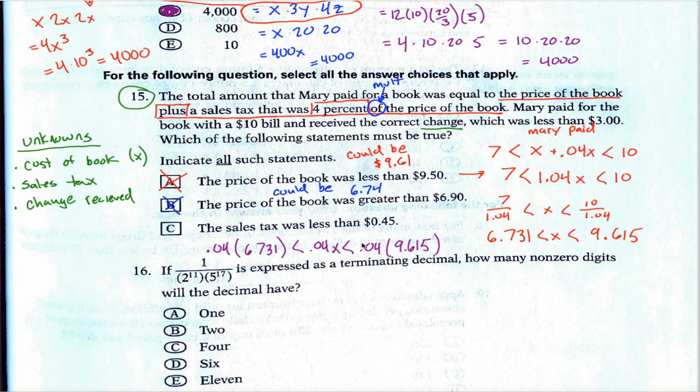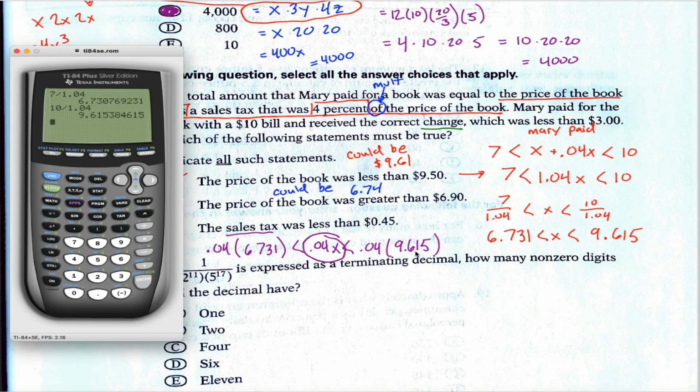So maybe now you agree with these steps mathematically, but you're still a little bit confused about why we did this. Well, recognize that 0.04x right here is the sales tax. So this statement tells me information about the sales tax. I know that the sales tax must be more than 0.04 times 6.731, whatever that is. It must be less than 0.04 times 9.615, whatever that is. How do I figure out what those are?